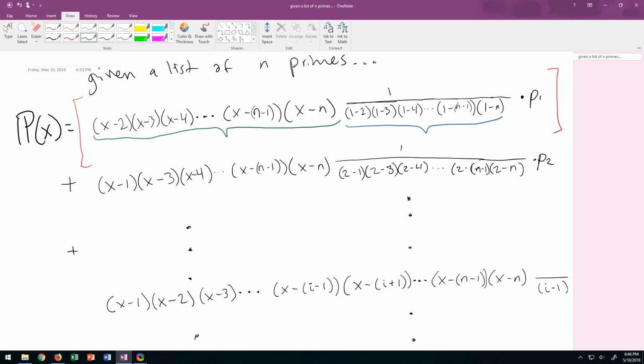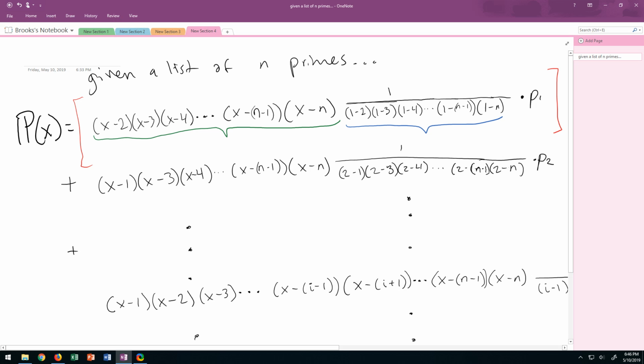So my last step, which I'll put in this color right here, is just to multiply it by my first prime, which in this case is 2, but I just put it as arbitrary. Now let me get rid of that yellow. I don't like that yellow very much.